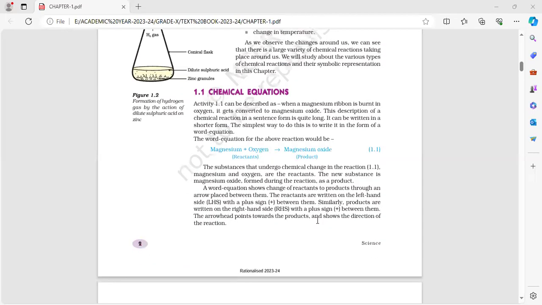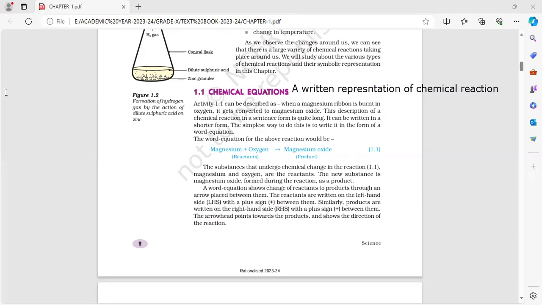Okay, so the next topic is chemical equation. So what is a chemical equation? Before going to study chemical equations, we should know the definition of a chemical equation. I'll write it down. A written representation of a chemical reaction. So what is a chemical equation? It is a written representation of a chemical reaction.